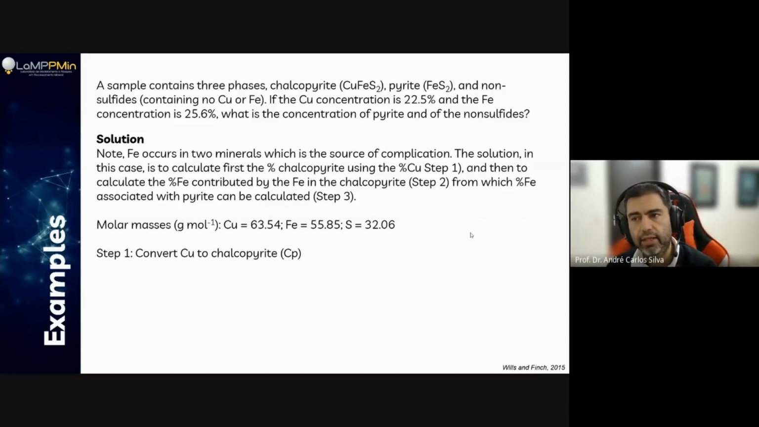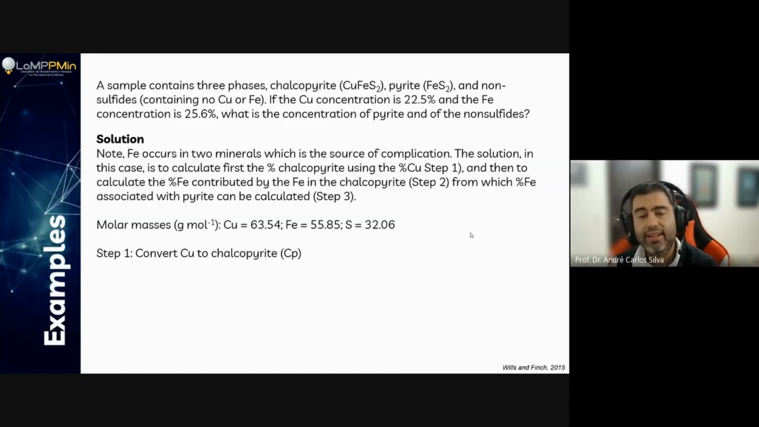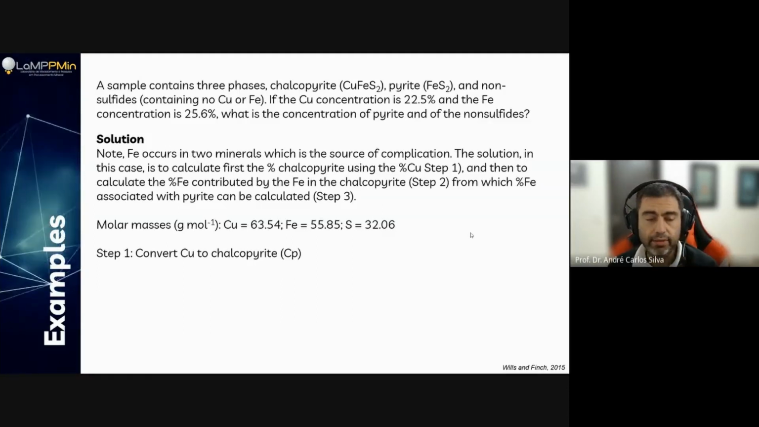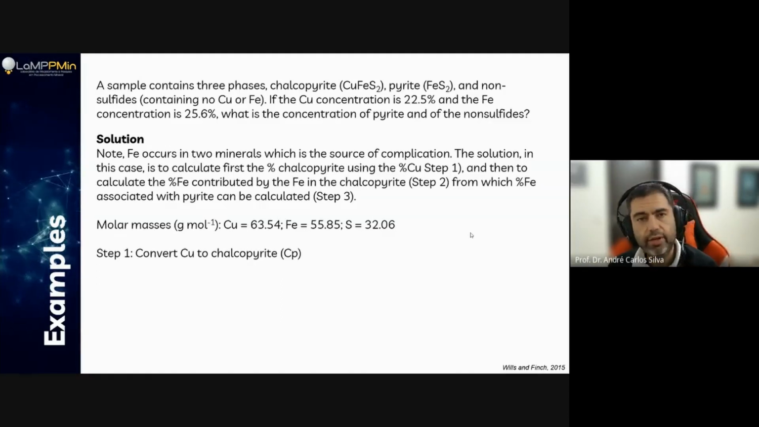If I take a look at the chemical composition of chalcopyrite, we have copper. That's the name of the mineral. Chalcopyrite means a pyrite which has copper in it. But I don't have copper in this second mineral, this second phase. I don't have copper in pyrite. So let's take this as a reference point and start to distribute copper to this mineral. That will be step one.